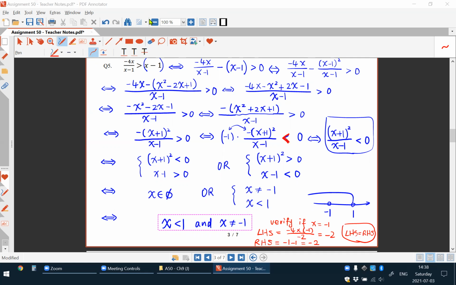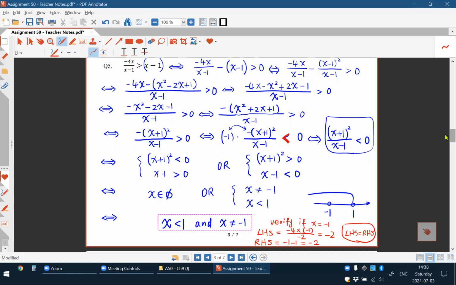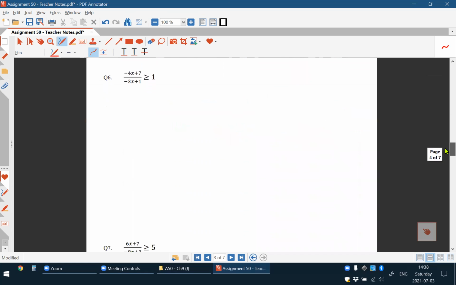Okay, so next time, when you have a corner case, such as x being -1 in this question, you can verify your result. Ask yourself the question, what will happen if x is -1, okay? Okay, next question.